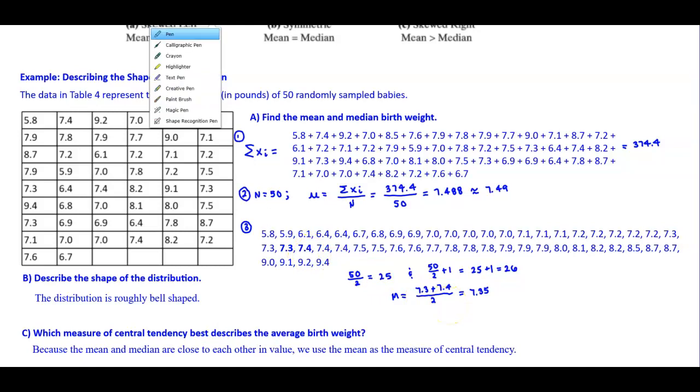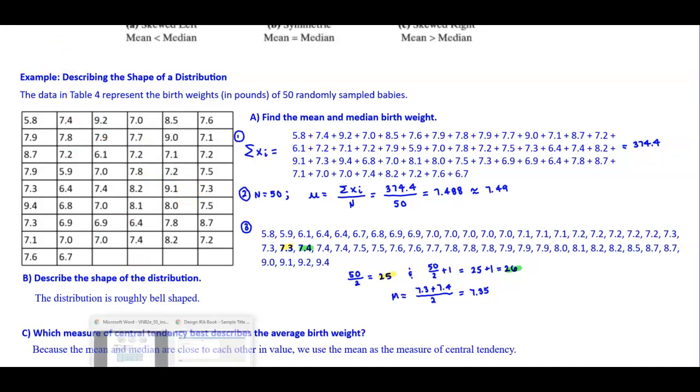So let me go ahead and highlight this information. We know that the 25th position is 7.3, and we know that the 26th position is 7.4. So in order to find the median, we're going to add those together, 7.3 plus 7.4, divided by 2, to give us 7.35. This is how we would do this by hand. Now, obviously, we have a lot of data here, right? So we may want to use StatCrunch to be able to figure this part out.